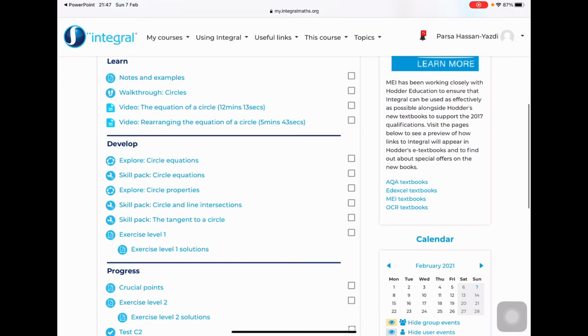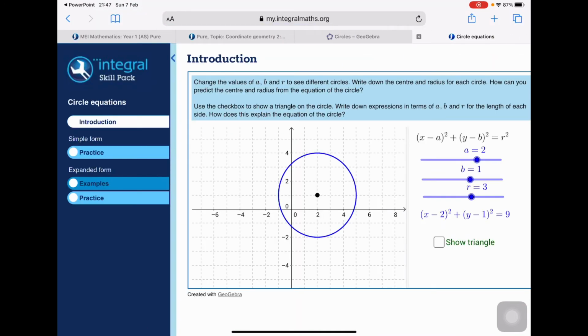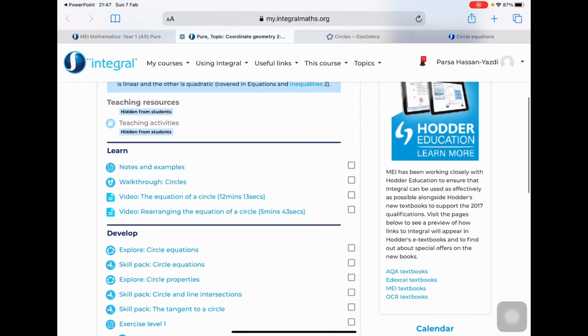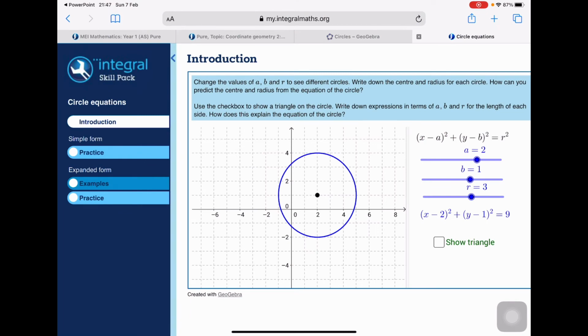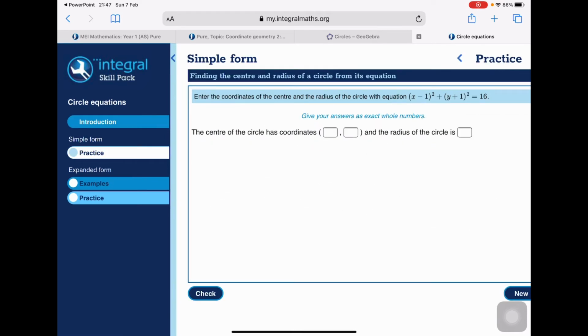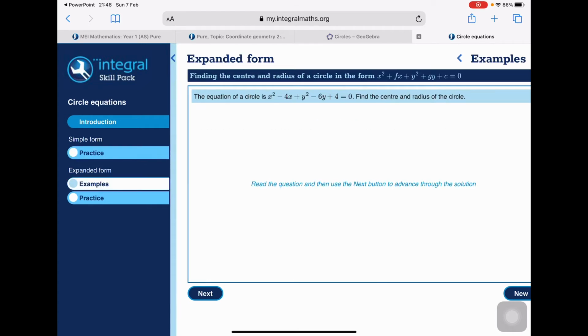So I'd like you to have a go at this skill pack, I think it's called. Skill pack, practice. Enter the coordinates of a center and the radius with equation. So this is a very simple question, which I'm sure you will be able to answer without any issues. Now let's go on to the expanded form. It's a bit more tricky, so I'm going to go through this now.